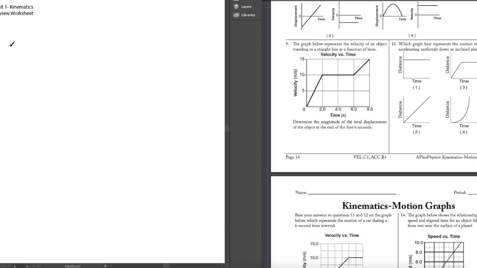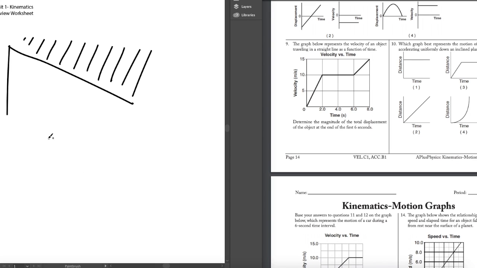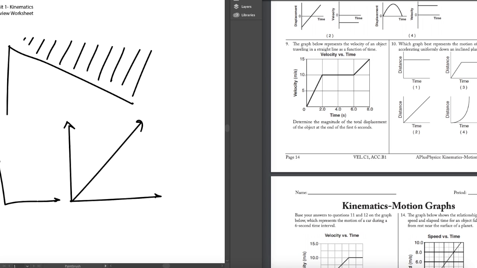Let's imagine a slope or an inclined plane. It's going to go faster and faster as it gets to the bottom. Speed is increasing. The velocity graph looks like this. The acceleration graph looks like that. The distance versus time graph looks like that. The answer to this is 4.